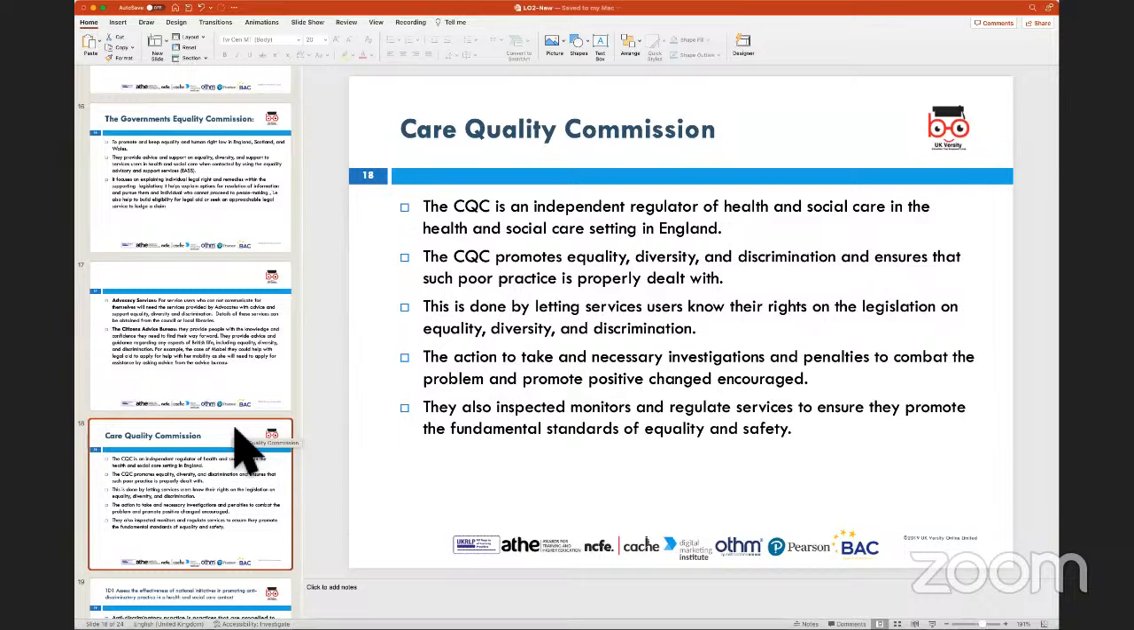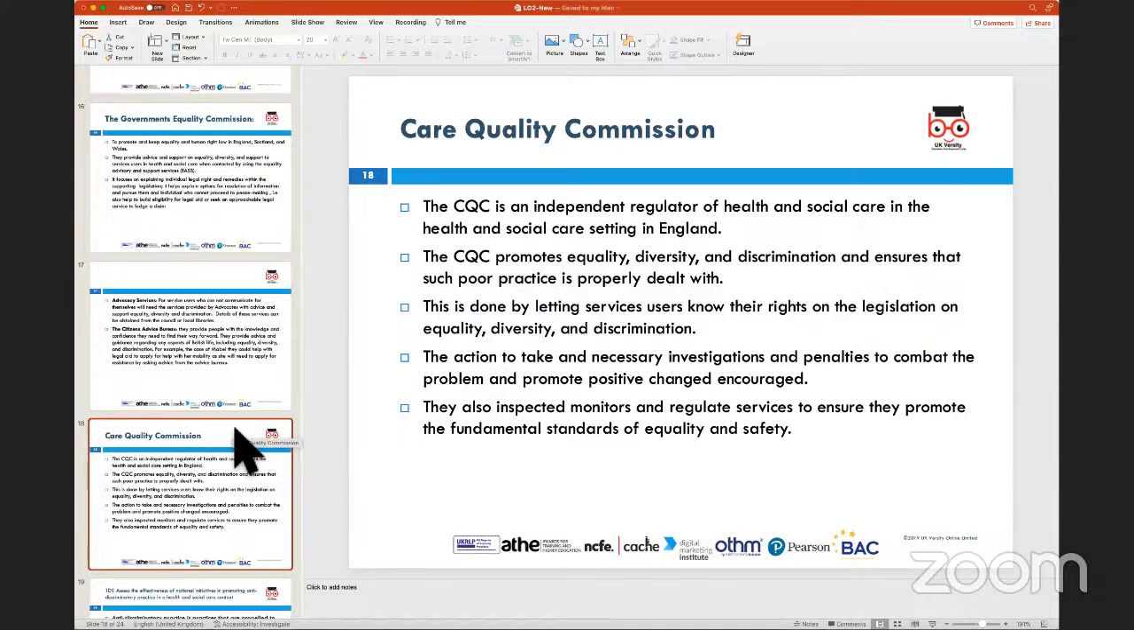So when we look at the CQC as a regulator, an independent regulator of health and social care services in England, CQC would provide information on how we promote equality, diversity, and anti-discrimination practices, which can be applied and promoted within the organizational setup. Now, they would obviously carry out regular inspections and provide guidance through their website. You can approach the regulator in developing your own guidelines, and they would then also monitor and regulate these.